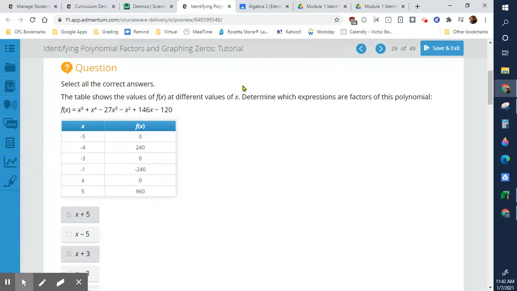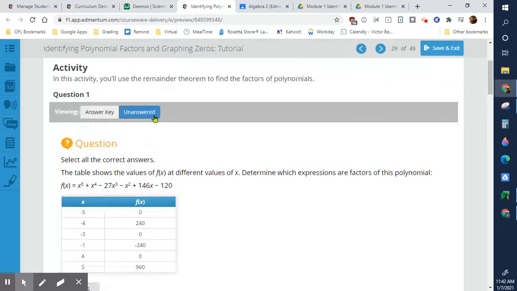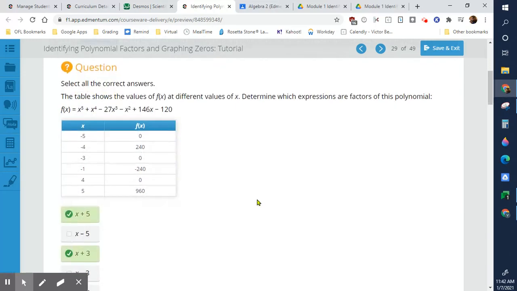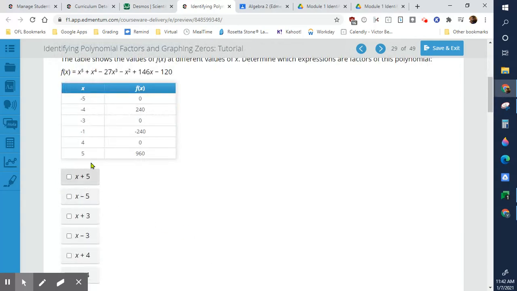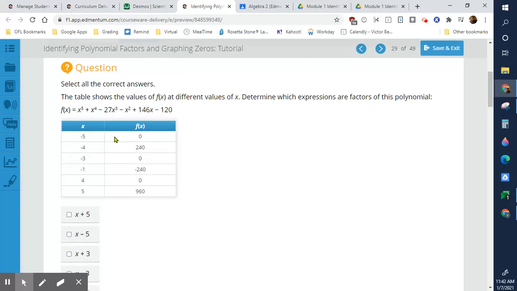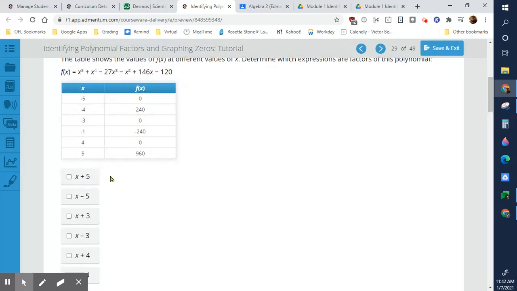So if our x is minus 5, well, that means that our term is x plus 5. So x equals minus 5, that means the term is x plus 5. It's kind of the opposite. The next one is negative 3. So that has to be x plus 3. The next one is x equals 4, which means it's x minus 4.